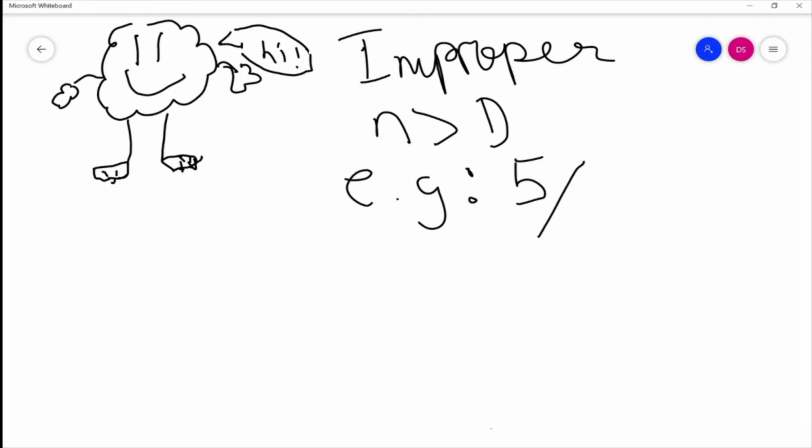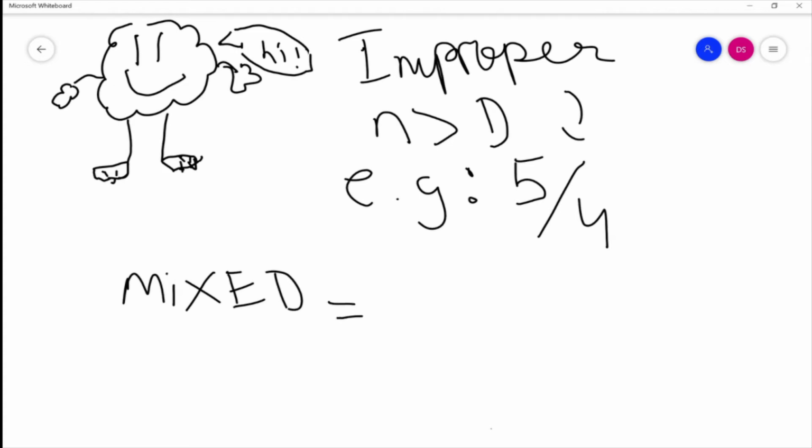For example, let's take the fraction 5/4. This is an improper fraction as the numerator has a larger number than the denominator. When you have improper fractions, you convert them into mixed fractions or mixed numbers. A mixed number or fraction is a combination of both a whole number and a fraction.